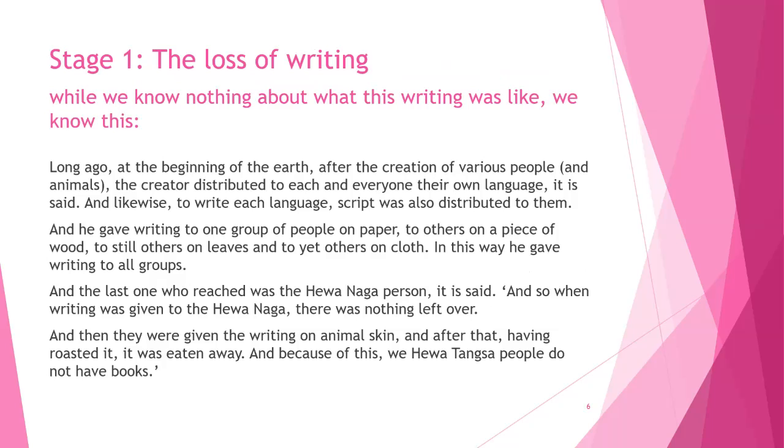So on the current slide, which is headed The Loss of Writing, I've made the point that while we know nothing about what this writing was like, we know this. Now you can very quickly read this story, but basically the creator distributed everyone their own language and a script to everyone. Some got it on paper, some on leaves, others on cloth, but the Heva Naga, they were the last. Heva Naga, or Heva at least, is an indigenous term for this group of people, whereas Tangsa is a more recently coined one. They got it on animal skin and they got hungry one day and ate it, and therefore they have no writing.